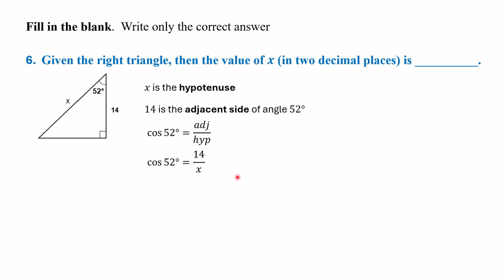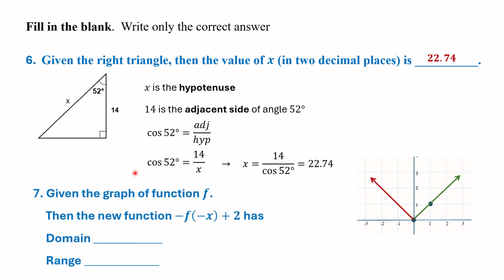And then finding x, it's the quotient of 14 divided by cosine 52 degrees. Then put this in the calculator in degree mode, and you will get 22.74 as the value for x.